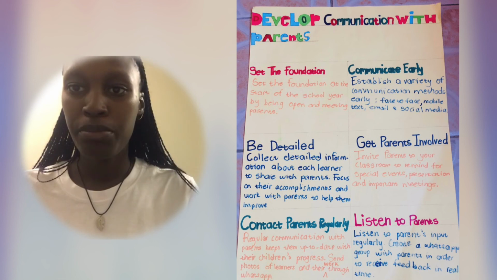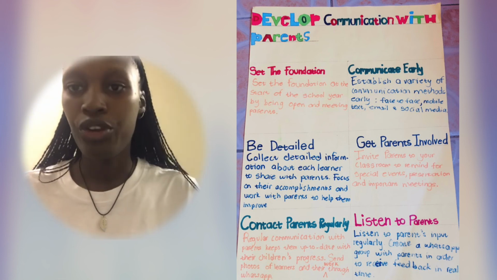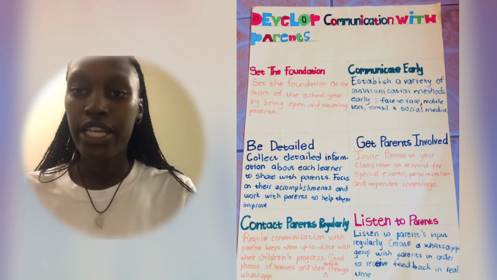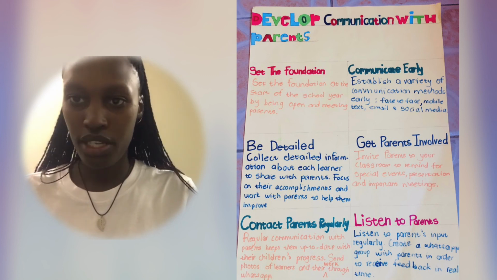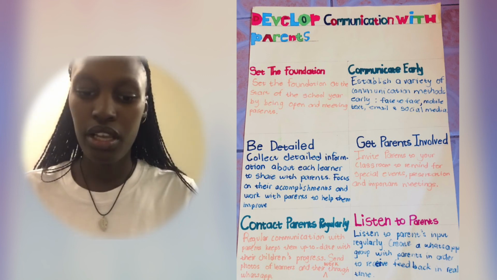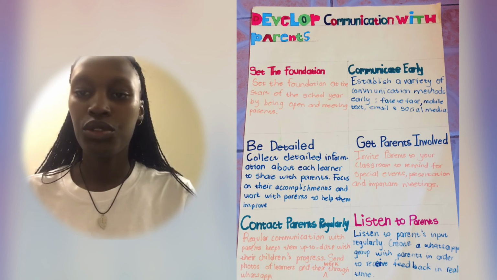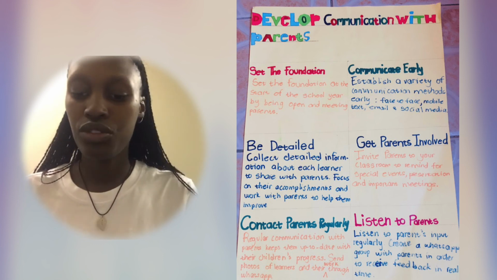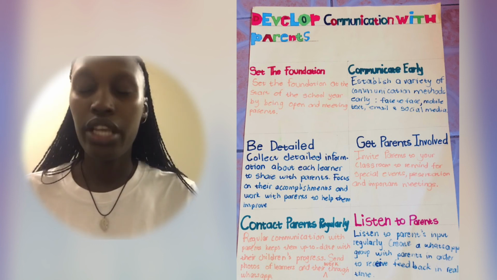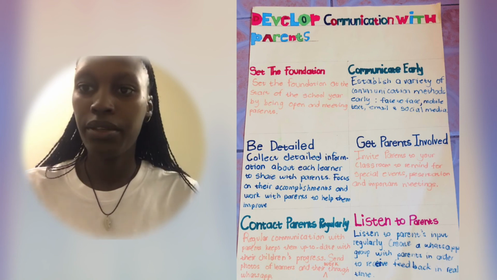The third would be to contact the parents regularly. It is to build understanding and trust between teachers and parents, and it is for parents to track their children's academics and to see how they're doing socially.